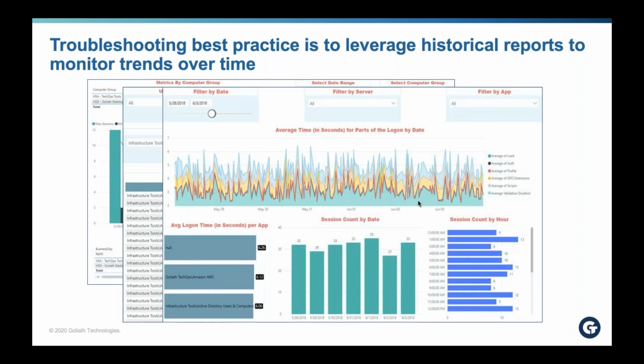George, do you have any use cases or thoughts about how these reports would be helpful in any environment?